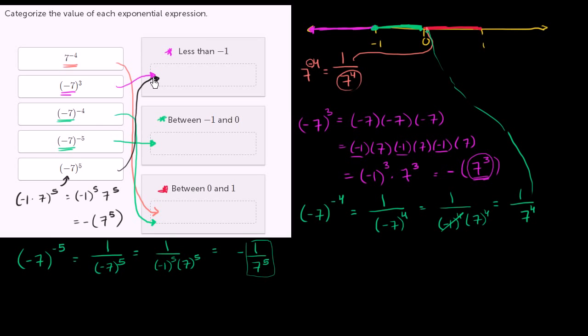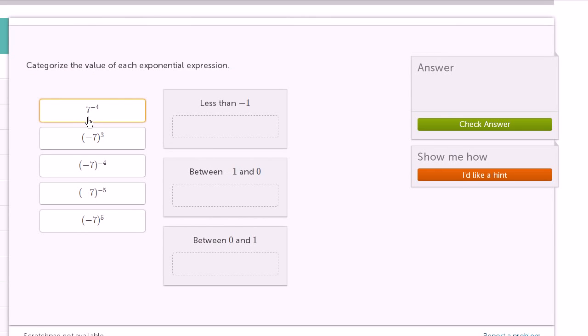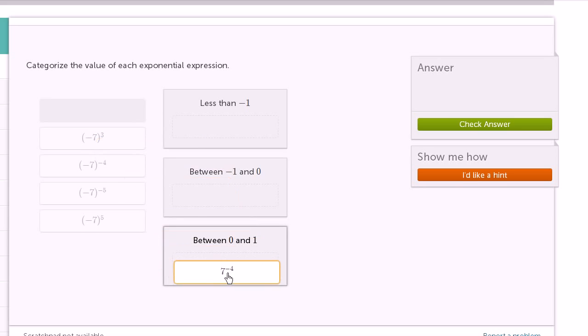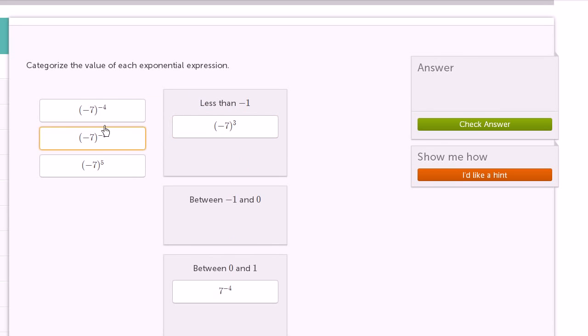So now let's take our results. And since I have a bad memory, I'm essentially probably going to have to think through it again. And let's actually put them in the buckets. 7 to the negative 4th power. This is not going to be a negative value. This is 1 over 7 to the 4th. This is going to be between 0 and 1. Negative 7 to the 3rd power. That's essentially, if you take 7 to the 3rd power, you get a very large positive number. But then, that's going to be times negative 1 to the 3rd power. It's going to be the negative version of that. So that's going to be less than negative 1.